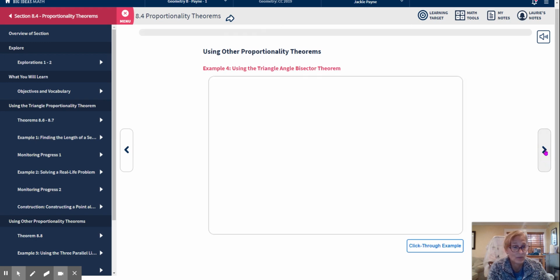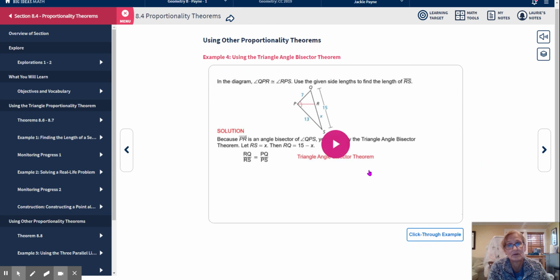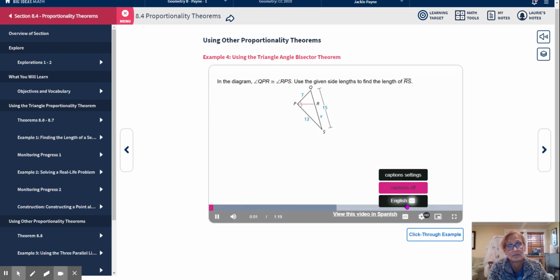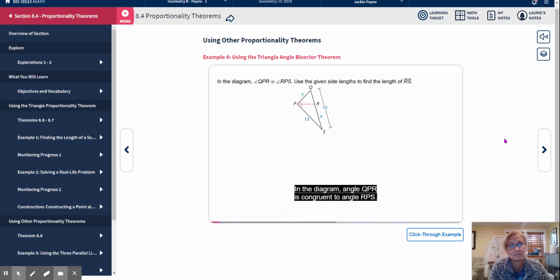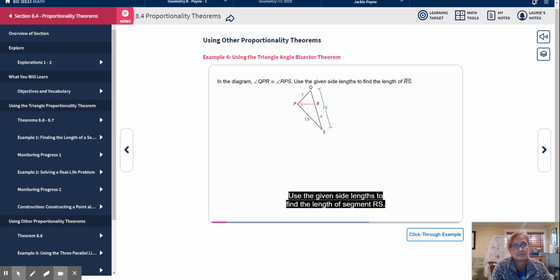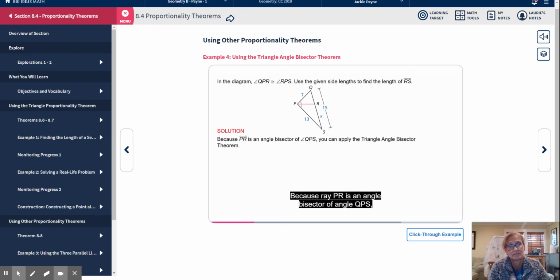Of course, we'll be doing one more example. In the diagram, angle QPR is congruent to angle RPS. Use the given side lengths to find the length of segment RS. Solution. Because ray PR is an angle bisector of angle QPS, you can apply the triangle angle bisector theorem, which states if a ray bisects an angle of a triangle, then it divides the opposite side into segments whose lengths are proportional to the lengths of the other two sides.